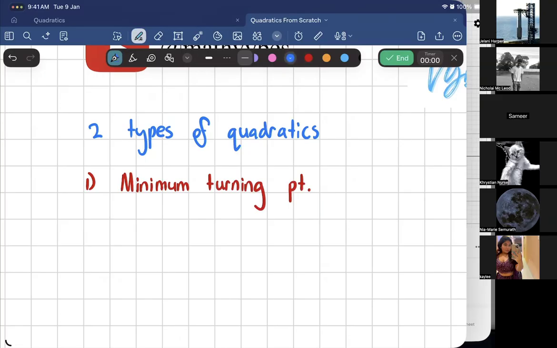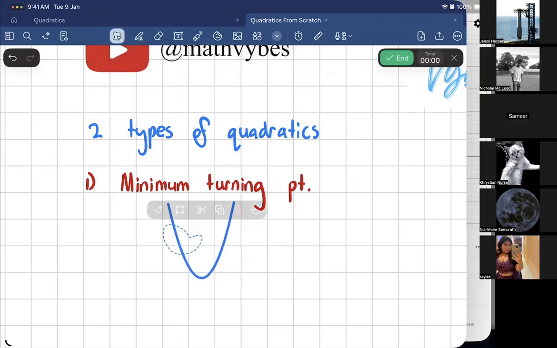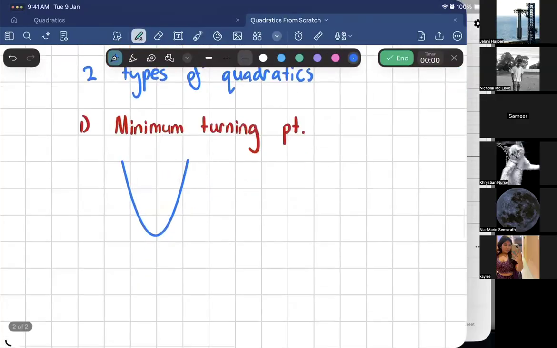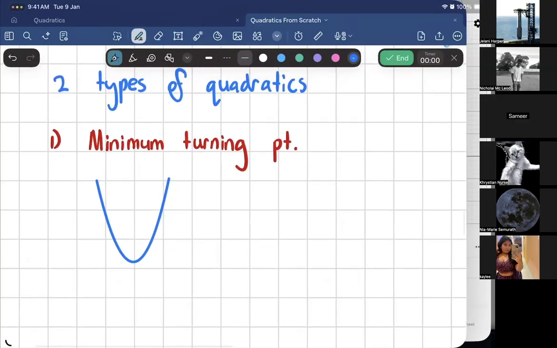So you could tell that a quadratic has a minimum turning point. This is our minimum turning point because it goes down to the lowest point when the coefficient of x squared is more than 1. So let me show you what I mean by that.